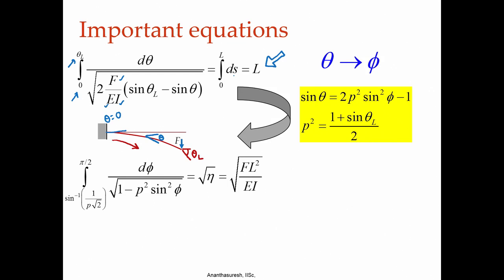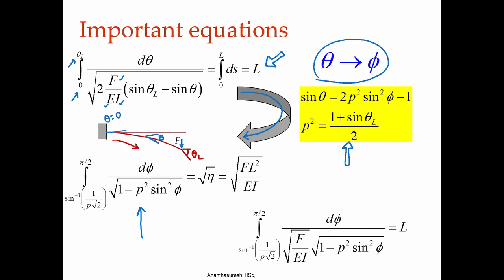We also did a change of variables from theta to phi. So, here we have the same equation, now in terms of phi rather than theta. Our limits also have changed as per the change of variables equations that we had used. Okay. This was done in the last lecture.